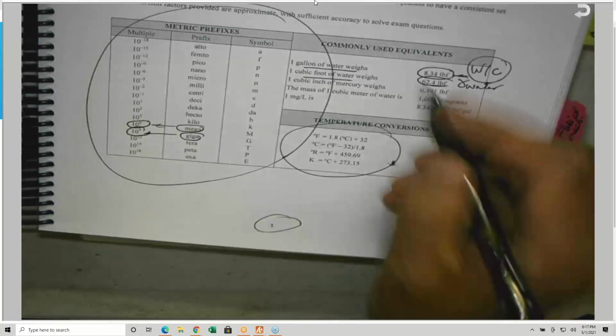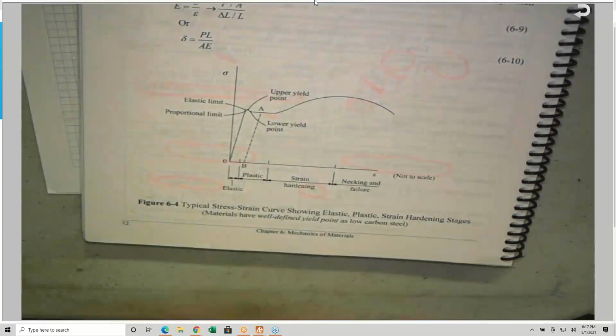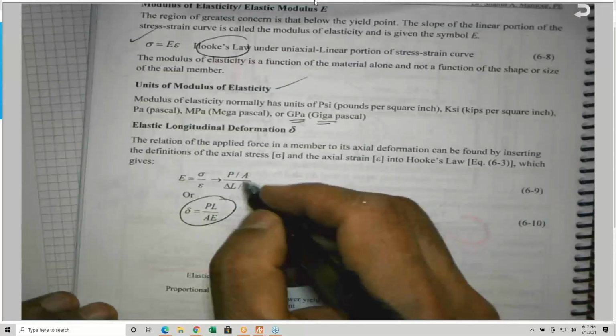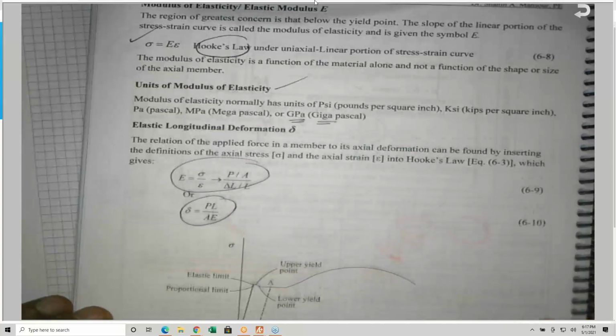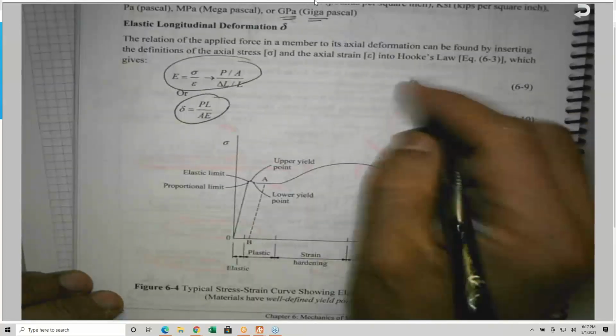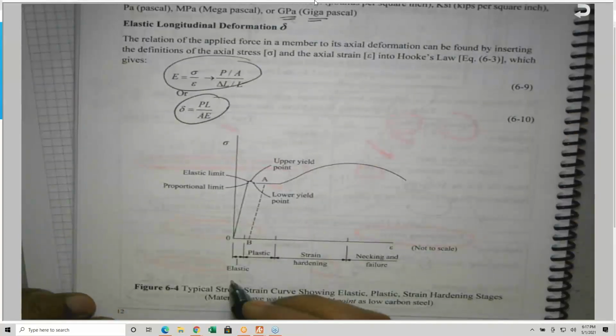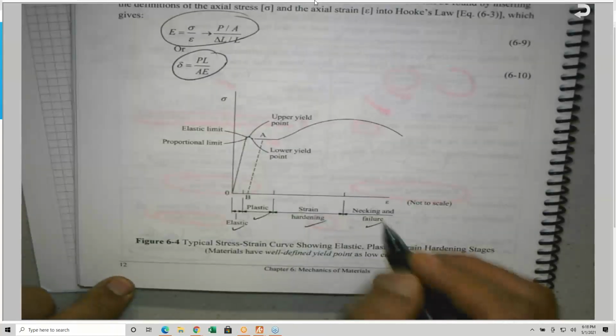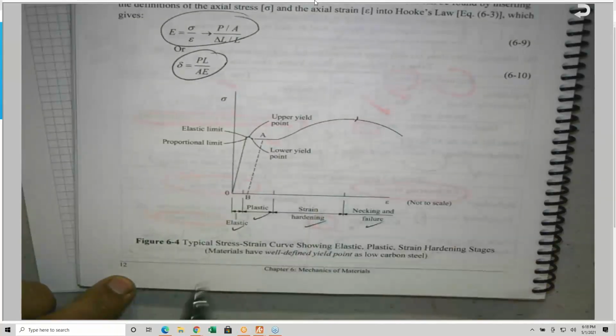At the beginning of the book you'll find all these things. Sorry, I'm just trying to remember as much as I can. This is delta equals PL over AE, and this is where it came from: Hooke's law and all these things. And here it is. Do you remember elastic and plastic? Here we go: strain hardening, and after that, at the end, necking, and it will fail.